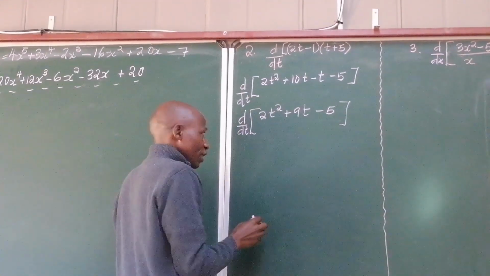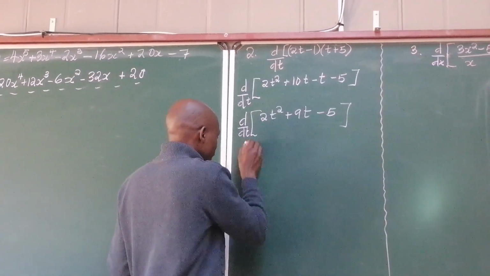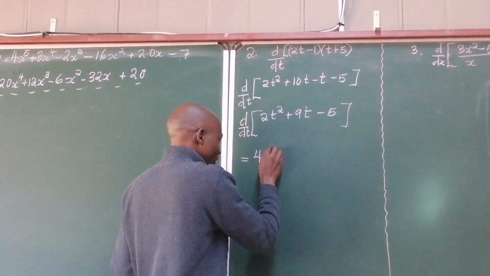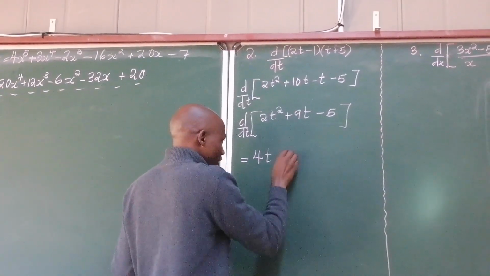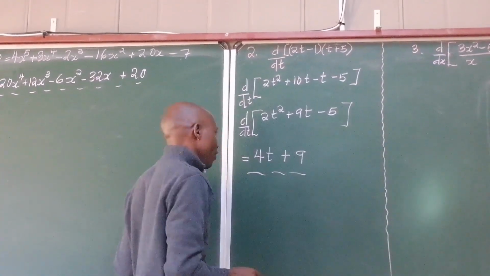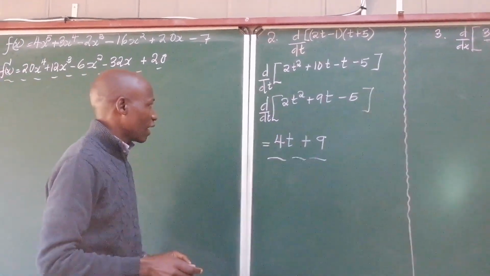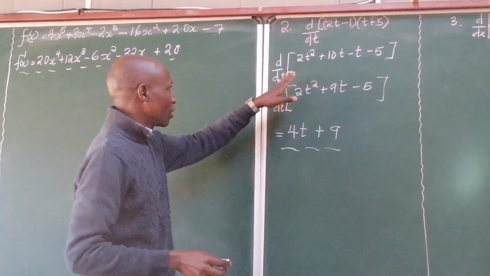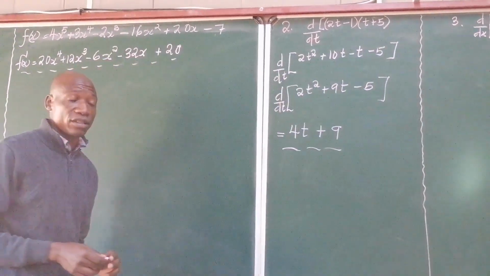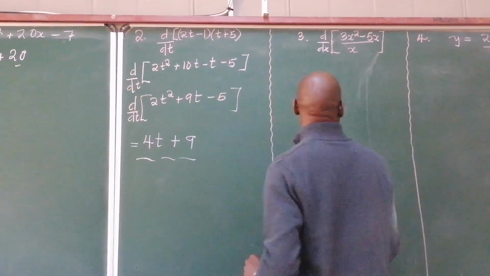Now we are differentiating. Once we start differentiating, we say this derivative will now be equal to 2 times 2, this is 4. So that is actually 4t, and then this is plus 9. That one is a constant, and it ends here. We no longer write derivative with respect to t. This is the derivative. So here we made use of expansion to prepare, and then we differentiate it.